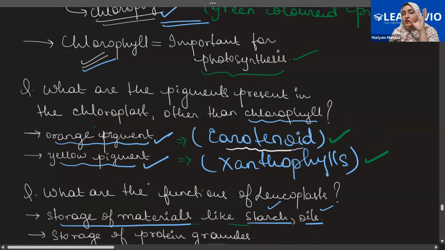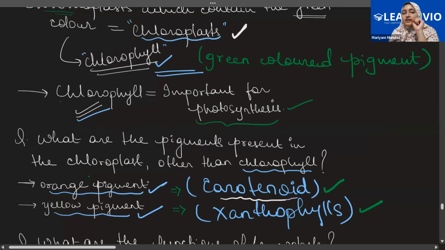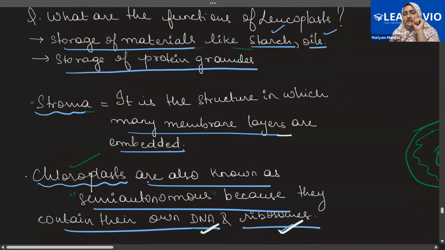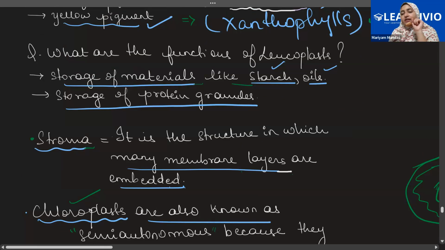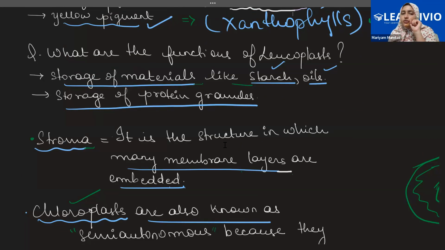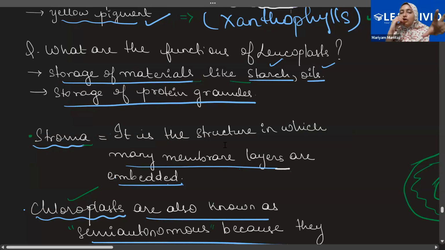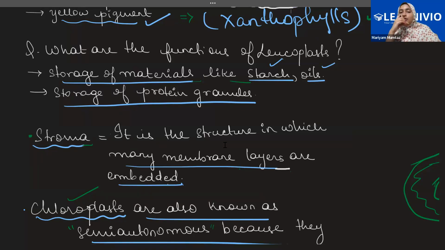Now we have talked about the colored plastids. Now let us talk about the colorless one, the leucoplast. If it is colorless and has no pigment, then what does it do? It is doing the process of storage. So it stores starch, it stores oil, it stores protein granules. So for the plant, the leucoplasts perform the function of storage. They are like a storage house.